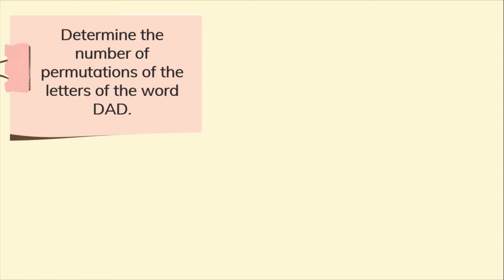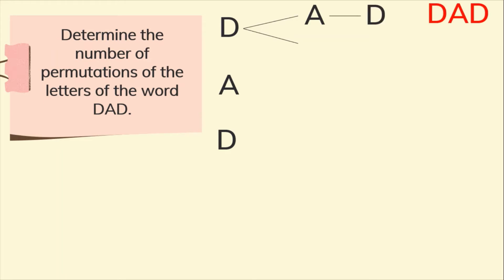So para mas ma-visualize natin, gamit tayo ng tree diagram. So we write down the three letters, D-A-D. So simulan natin sa unang letter, D. So pwede nating i-arrange. That should be followed by A. And then yung second D. So ang first outcome natin ay D-A-D.